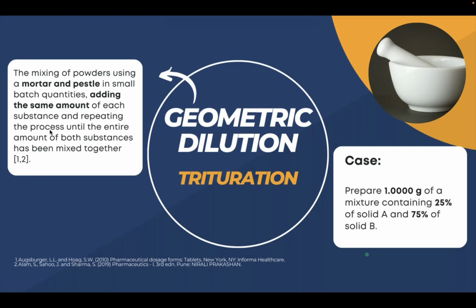Let's discuss this in a step-by-step approach by considering this case. Suppose you have to prepare 1 gram of a solid mixture containing 25% of solid A and 75% of solid B. In this case, the diluent is solid B.